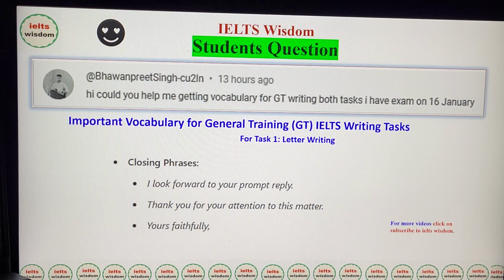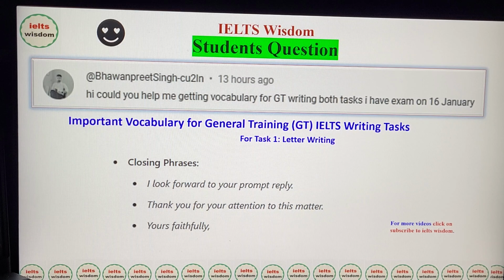These types of phrases, if you learn or memorize them, you will definitely get good marks, a good band in your IELTS exam. It's not only for the IELTS exam. In general, for students, like in your 8th board exam or 10th board exam, or graduation students, whenever you are writing a formal or informal letter, you can also use these phrases.